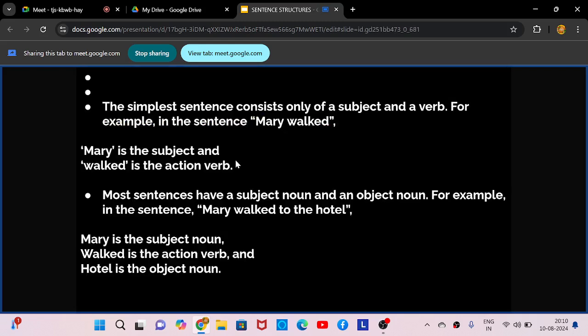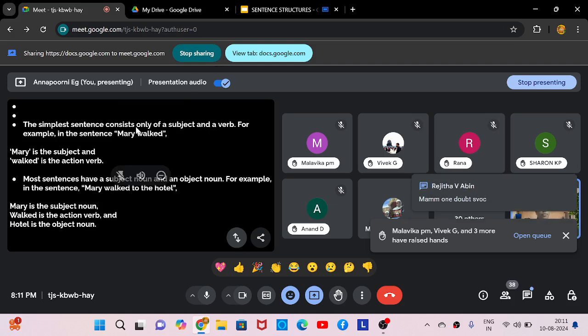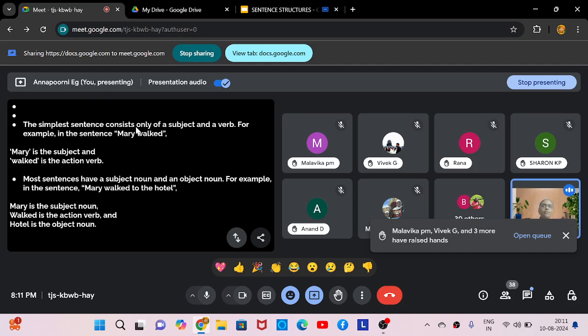Okay, so you can see here the simplest sentence consists only of one subject and a verb. For example, in the sentence Mary walked, Mary nadannu, Mary walked. Here you can see Mary is the subject and walked is the action. Most sentences have a subject noun and an object noun. അപ്പോൾ നമ്മൾ പറഞ്ഞു subject, verb മാത്രം വന്നാലും sentences will be meaningful. That is okay. But most of the sentences will have S, V and O. O ഇല്ലാണ്ട് നമുക്ക് സെൻറ്റൻസ് അധികമൊന്നും എഴുതാൻ പറ്റില്ല.